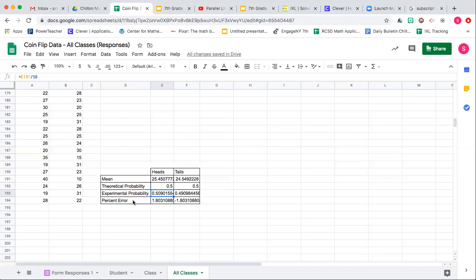So I hope I didn't bore you to death, but this is a great look at some data, and we're going to be looking at some more experimental probability in the coming days.